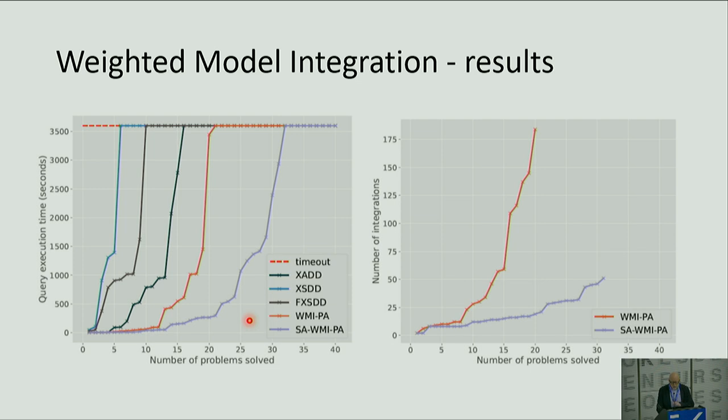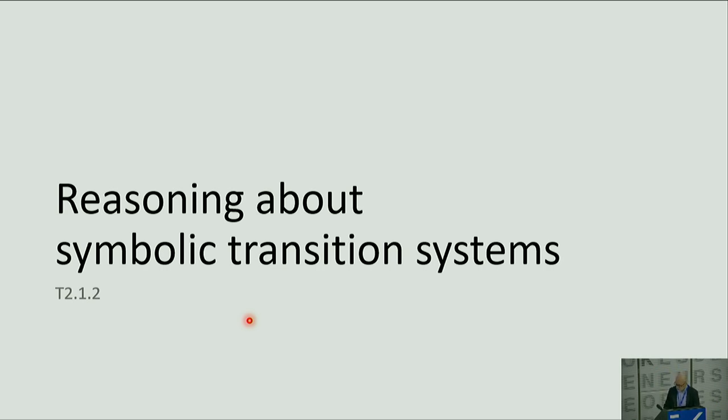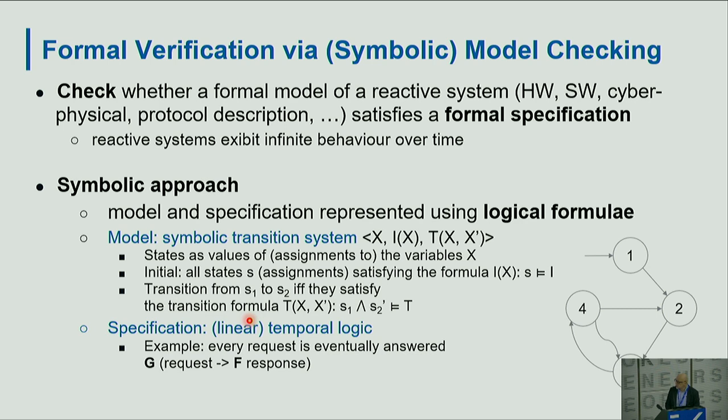Okay, so having this set of core engines at our disposal, what's the upper layer? The upper layer is reasoning about symbolic transition systems. Intuitively, what we want to do is check whether a formal model of a reactive system, in the form of a transition system, for example, satisfies its formal specification. The model is basically a transition system. You can think of it in very simple terms as a state machine like this one. But the important point is that it exhibits infinite behavior over time. So it's not something that starts and at some point ends the computation. It will keep going forever. So this forces us to deal with infinite evolutions of the state over time.